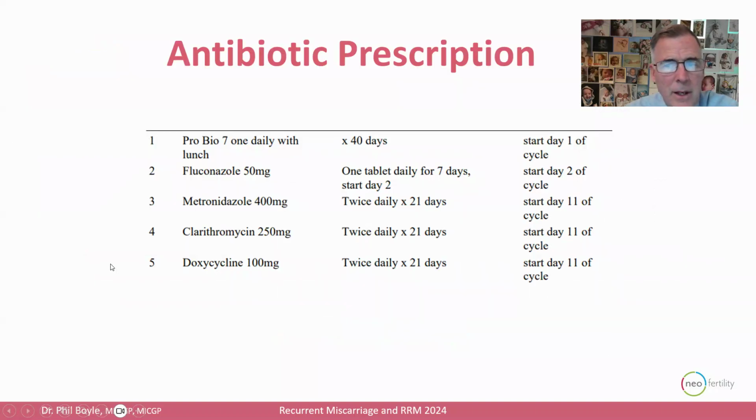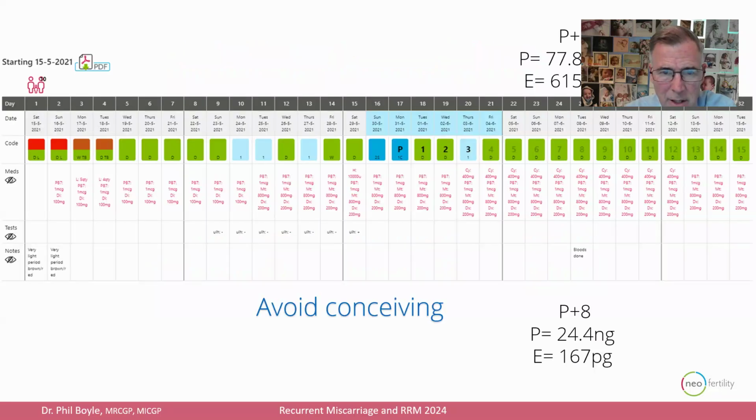So we'll see. I also gave her antibiotics. So the brown bleeding, I suspected a low-grade endometritis. So that's the mix of antibiotics that we gave. So you can see that at a glance.